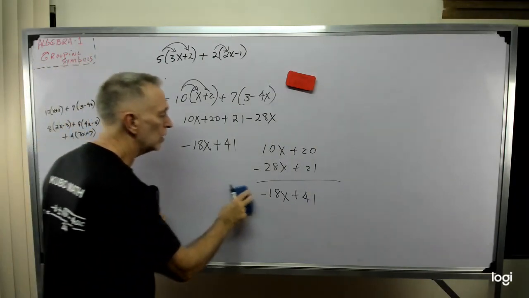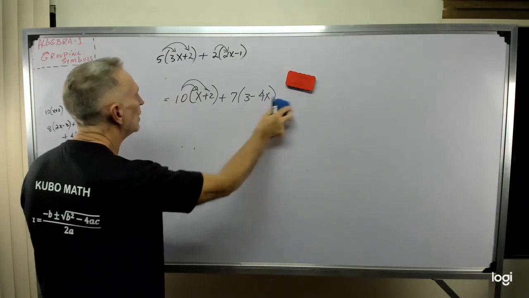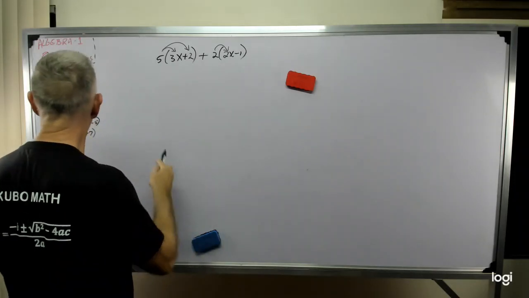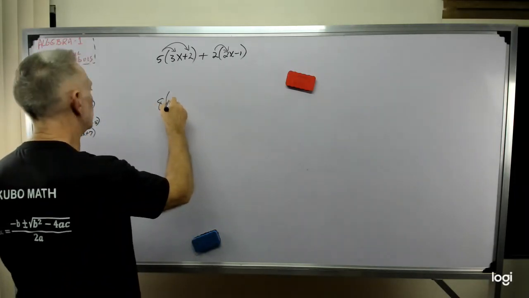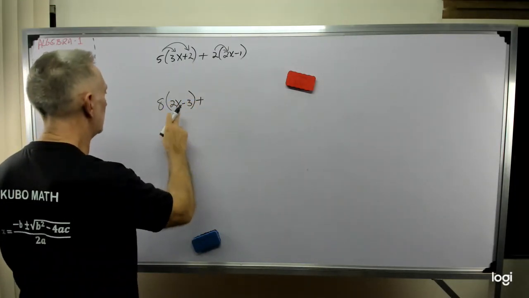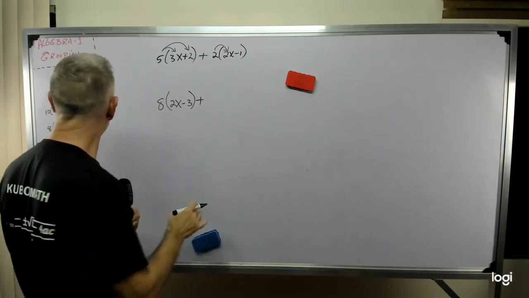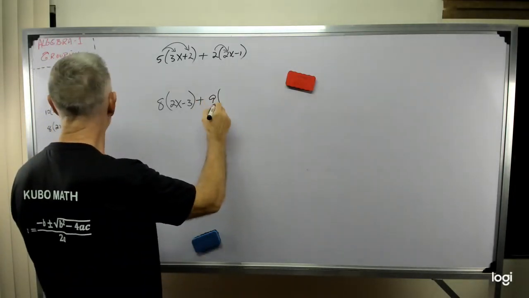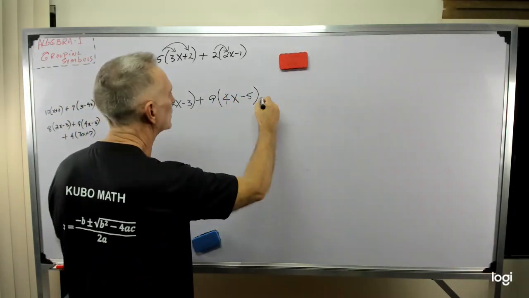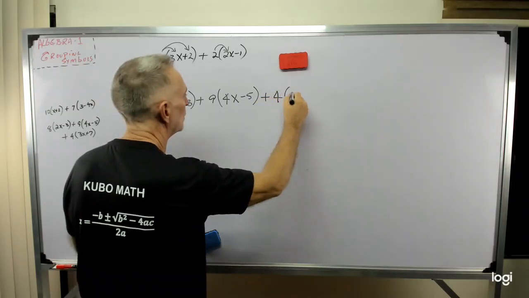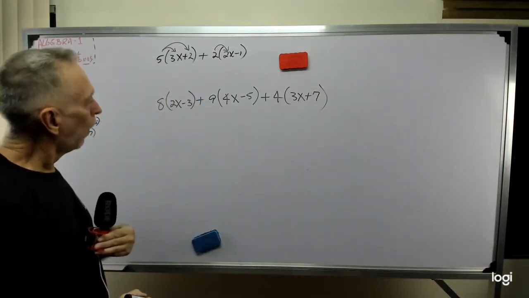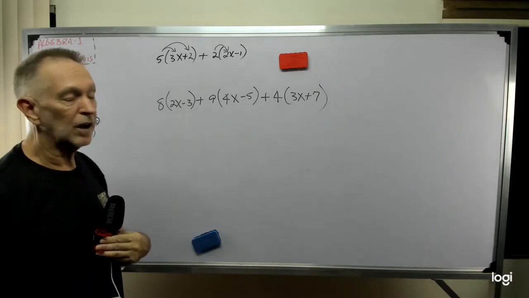All right, we have one more, and that will do us for understanding how to use the distributive property to get rid of groupings. All right, so we have 8 times the parentheses of 2x minus 3, plus 9 times the parentheses of 4x minus 5. Whoa, that's a biggie. Plus 4 times the quantity 3x plus 7. Woo. Maybe we better put these in a column.